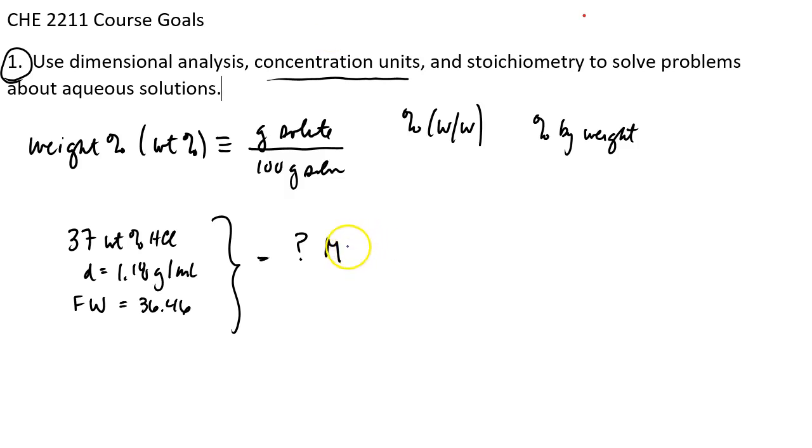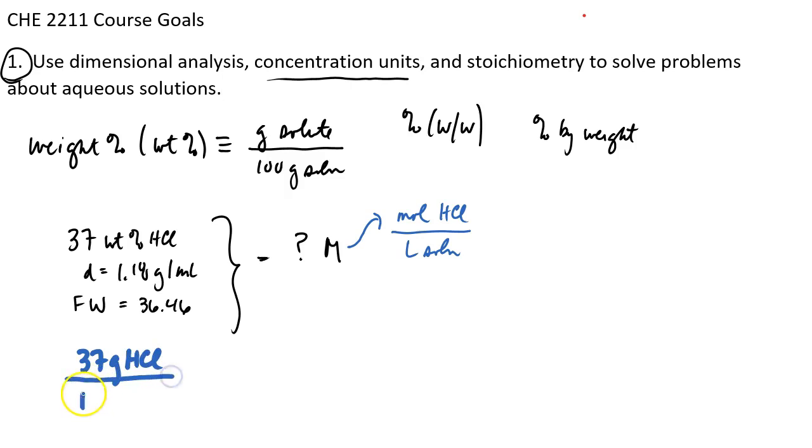So I might want to begin by reminding myself the definition of molarity, which is moles of solute. In this case, that would be moles of HCl for every liter of solution. And I often don't know where to begin, but I'm tempted to rewrite the definition of weight percent the way that we've written it here. So I might say 37 grams of HCl for every 100 grams of solution. That's the definition of weight percent.